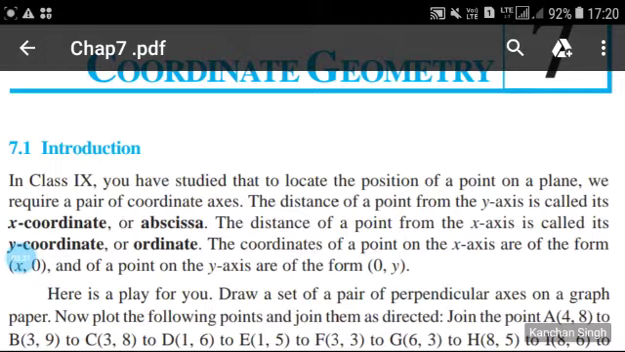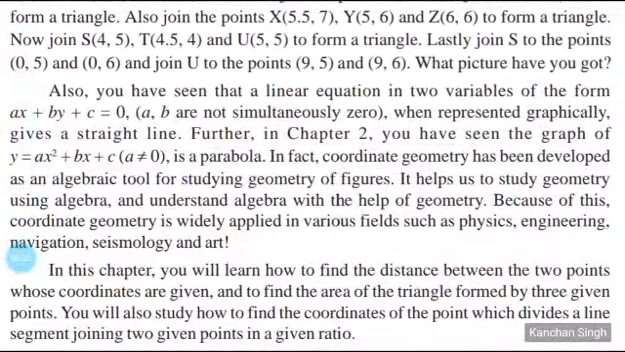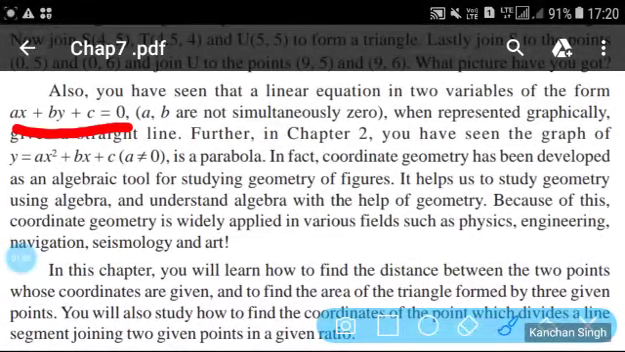I also told you the coordinates of a point on the x-axis are of the form (x, 0) and of a point on the y-axis are of the form (0, y). Now, let us recap what we have read earlier. A linear equation in two variables is of the form ax + by + c = 0, where a and b are not simultaneously 0.